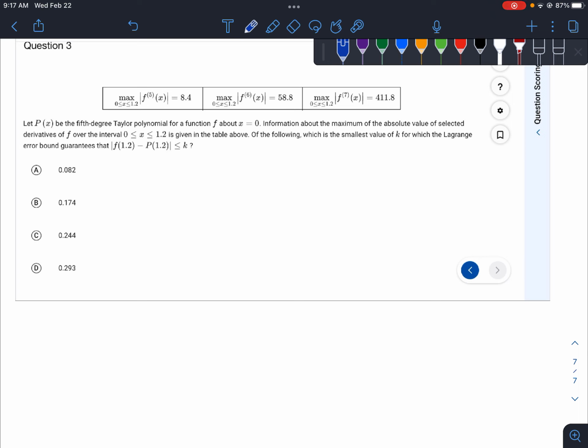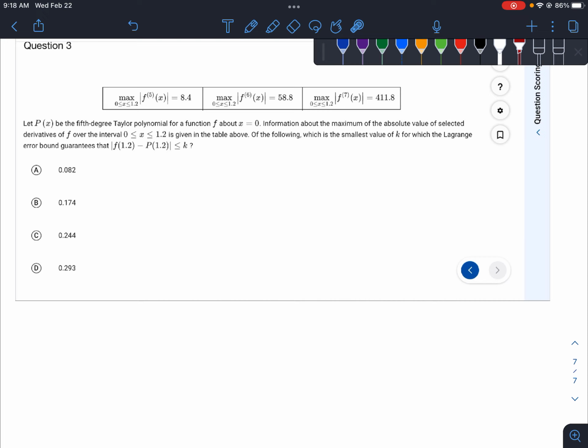So let p of x be the fifth degree Taylor polynomial centered at 0. Information about the maximum of the absolute value of selected derivatives of f over the interval from 0 to 1.2 is given in the table above. Of the following, which is the smallest value of k for which the Lagrange error bound guarantees that f of 1.2 minus the polynomial approximation is less than or equal to k? So confusing, not gonna lie, so very confusing.